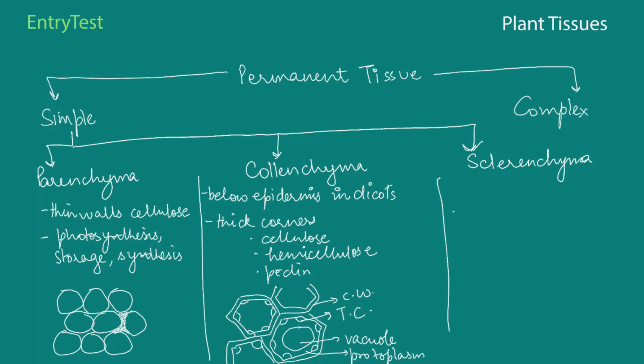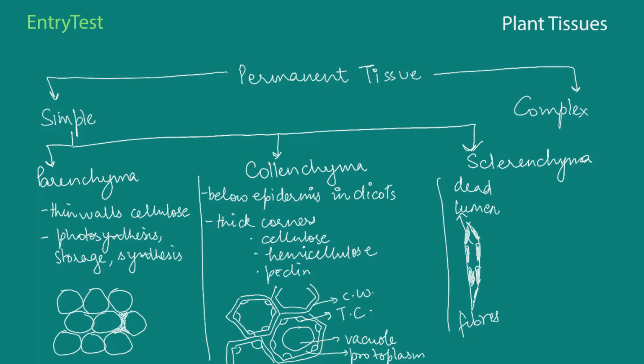Coming to the third one, which is sclerenchyma. These cells are dead cells and they do not have any kind of protoplast within them. And they are of two types. One is fibers and one is sclereids. So fibers are elongated and they also have a thickened cell wall. Since they do not have a protoplast, the central cavity of the fibers is known as lumen. And they have a very thick cell wall.